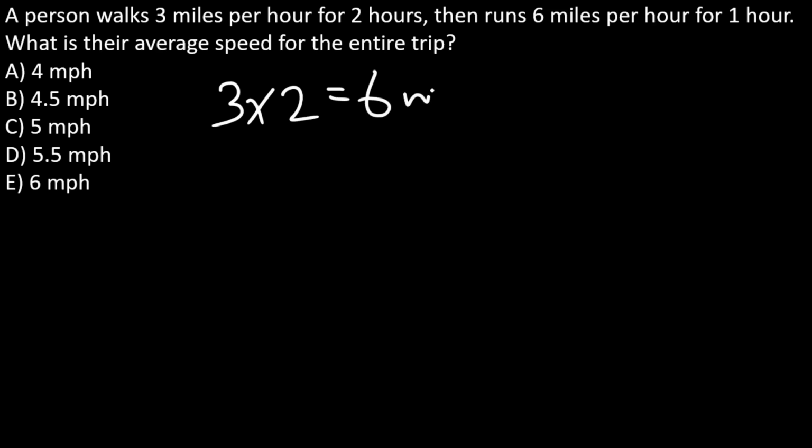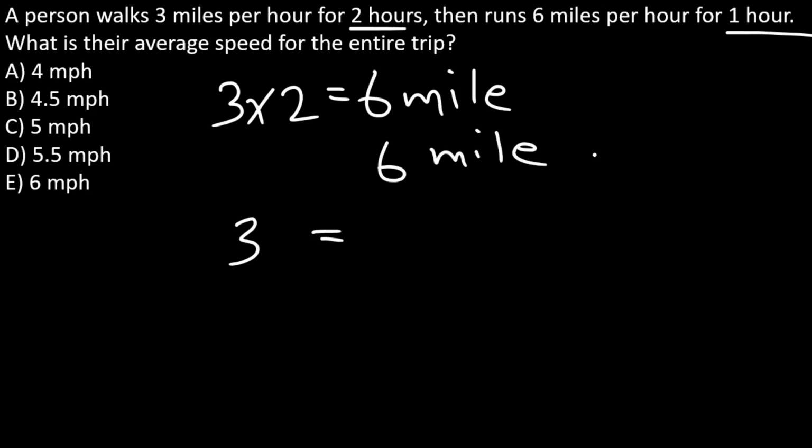Now come to our next problem. A person runs 6 miles per hour for 1 hour, then walks 3 miles per hour for 2 hours. What is the average speed for the entire trip? Here the person runs 6 miles for 1 hour. Then he walks 3 miles per hour for 2 hours, so 3 times 2 equals 6 miles. Total is 12 miles.